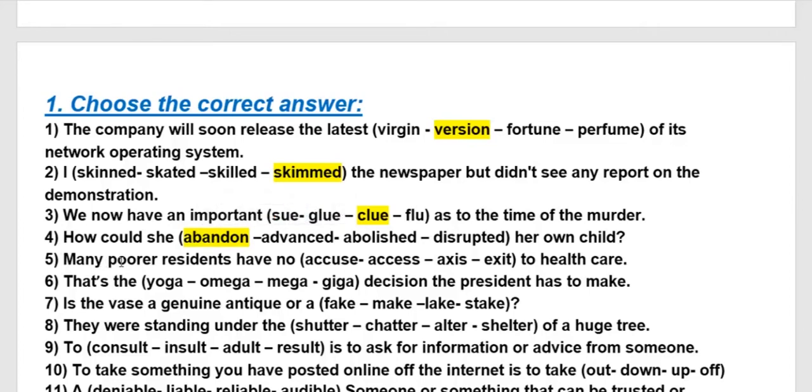Many poor residents have no access to health care. That's the yoga, omega, mega, and the giga. That's the mega. The mega here means big or great.